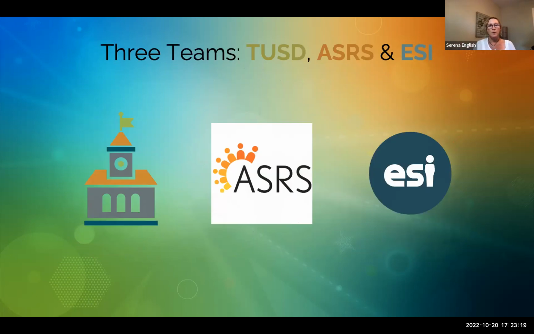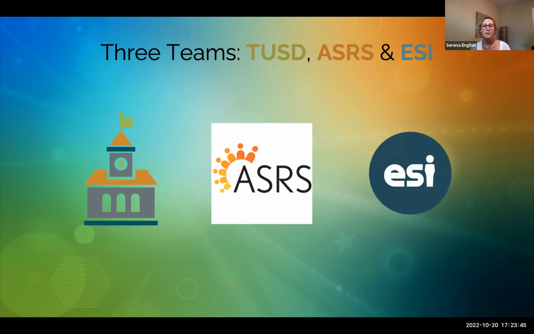And let's see, so how all this works. It takes 3 teams to make this happen: TUSD, ASRS, and ESI. The worksheet has a little bit more detail on this. I have limited time here, so I'm just gonna quickly go over the steps. So step 1 is that you need to make sure that you're in good standing and you are approved to join the program by your supervisor and HR.